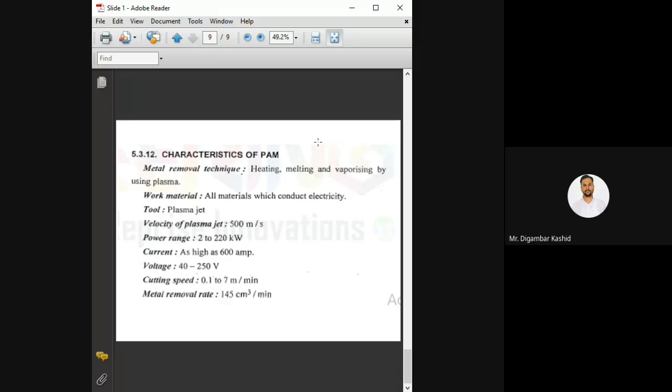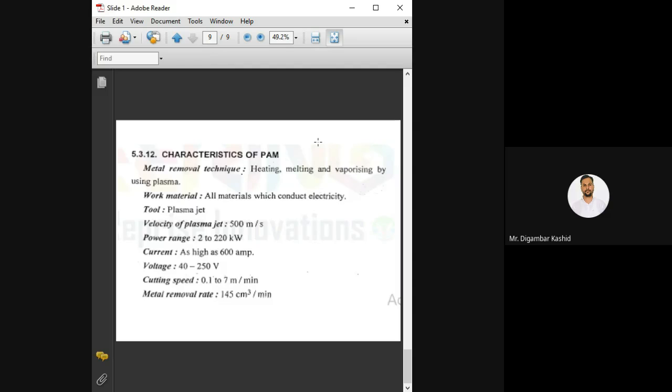This is given by one of the authors. Maybe in another reference book or in another research paper, this value may fluctuate, maybe some 450 or 600. So it depends on the researcher, on which metal he has used that plasma. Then what is the required power range?